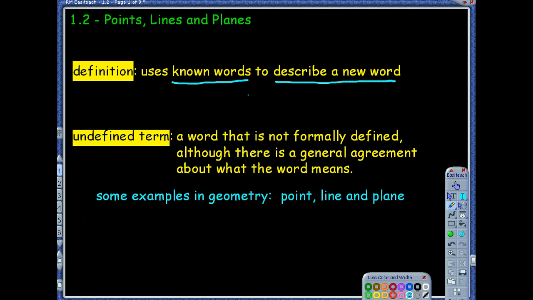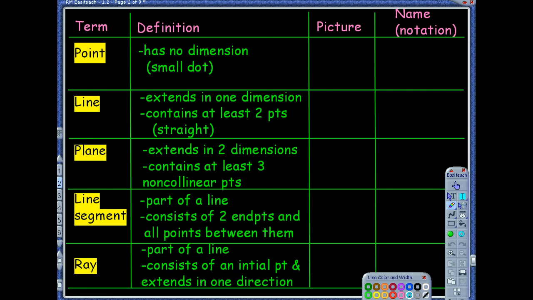We also have what we call an undefined term, which sounds kind of weird because you're defining an undefined term. The whole thing about an undefined term is it's a word that is not formally defined. A lot of times how I think of it is we come to a general agreement: this is what this word is about. A lot of these types of terms in geometry, like point, line, and plane, are your key examples of undefined terms. All right, so let's talk about them.